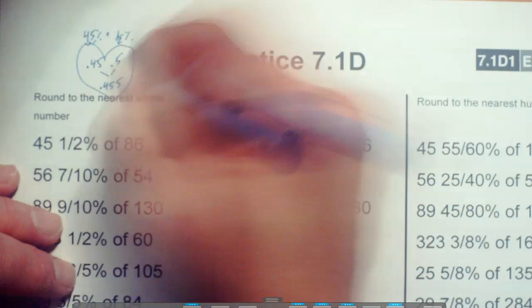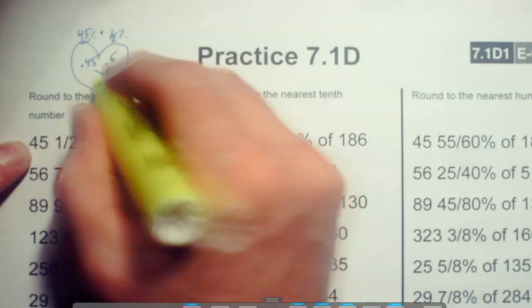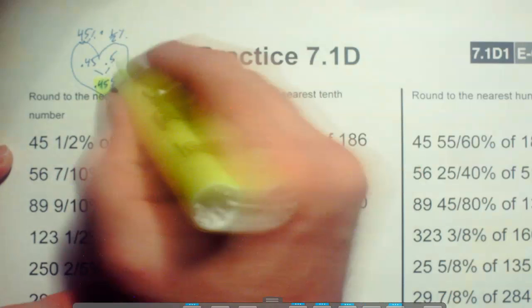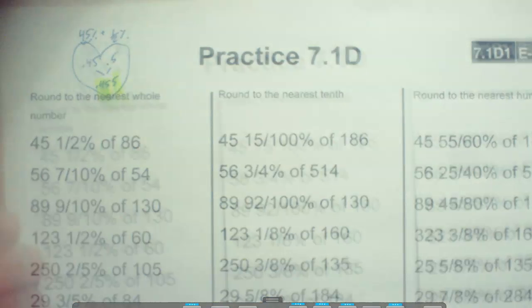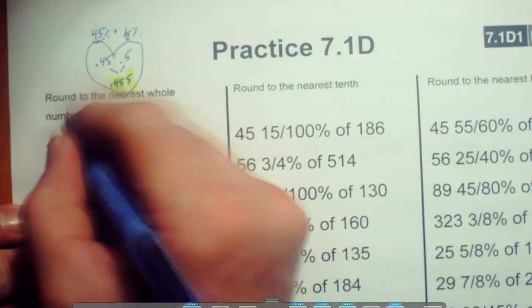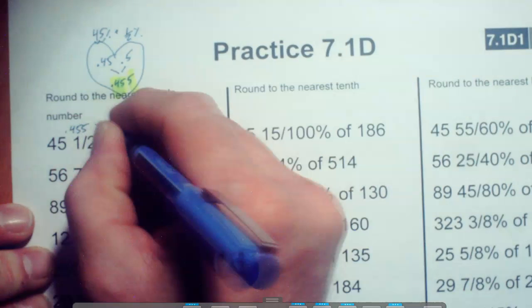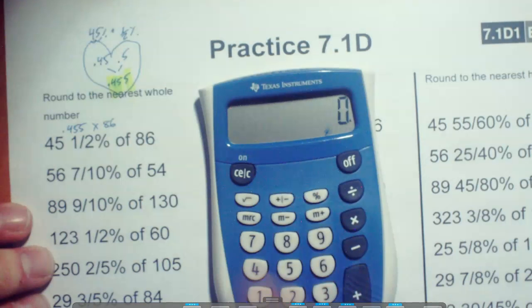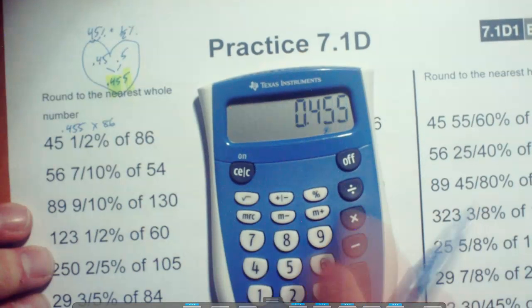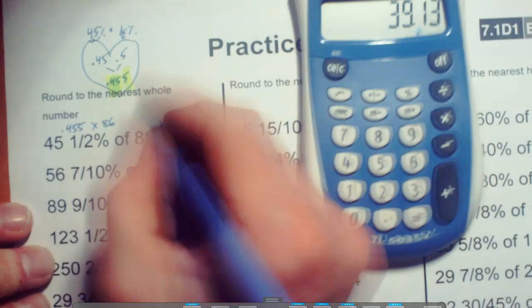0.455. What you can see here is, first of all, you can see the 45%. And then you can also see the extra 0.5%, that 5 there. So make that into a decimal, so we're just going to multiply 0.455 times 86. So let's do it. 0.455 times 86 equals 39.13.